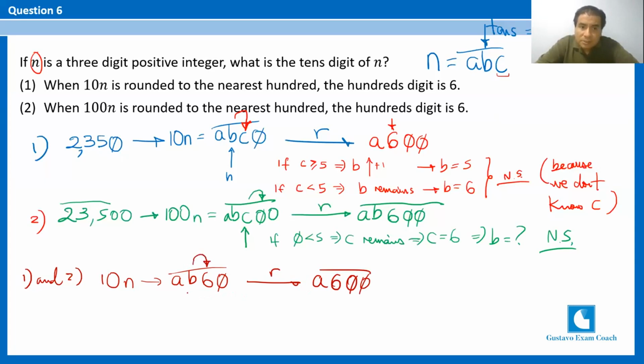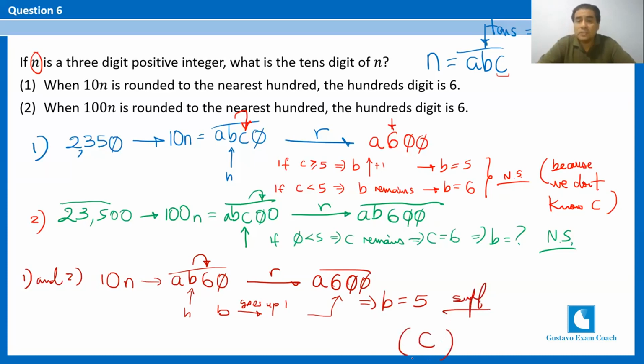And if AB60 got rounded to A600, we know that because the digit to the right of B, the hundreds, this is the hundreds position, is greater than 5, B goes up 1 and becomes 6. So from this, it follows that B must have been 5 originally. Now we have an answer, and that's sufficient.